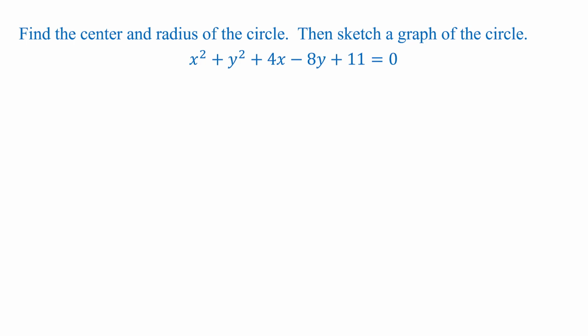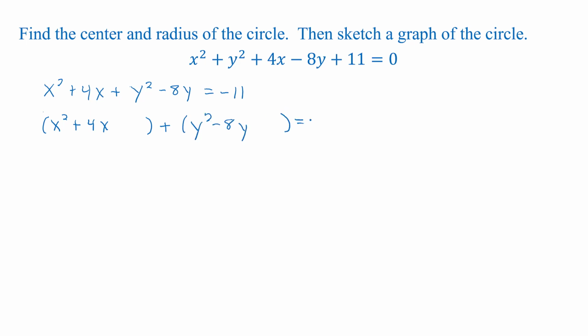To find the center and radius, I'll put this equation in standard form: x^2 + y^2 + 4x - 8y + 11 = 0. I'll start by collecting the x terms, x^2 + 4x, and then the y terms, y^2 - 8y. Moving the constants to the other side, I'll subtract 11 from each side to get negative 11 on the right side. Then we want to complete the squares on the x's and the y's. I have x^2 + 4x, leave some space, plus y^2 - 8y, leave some space, equals -11.